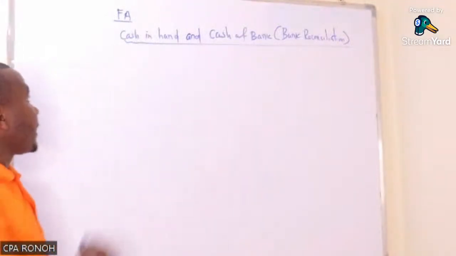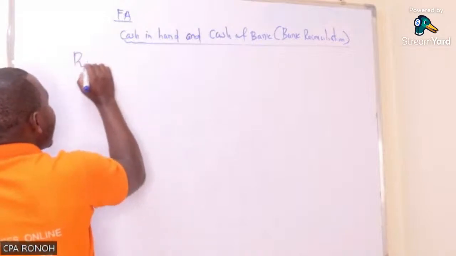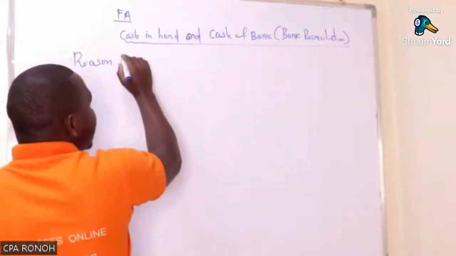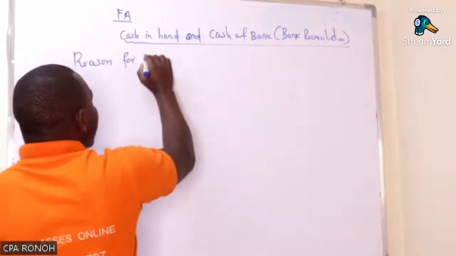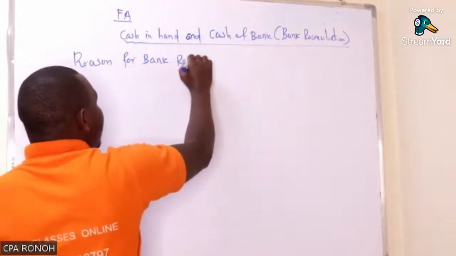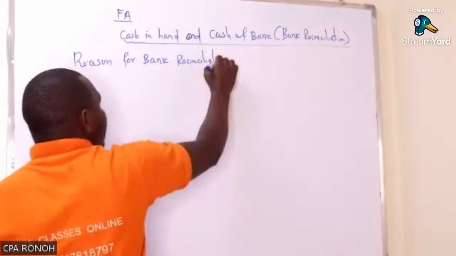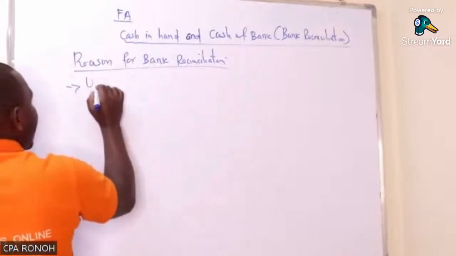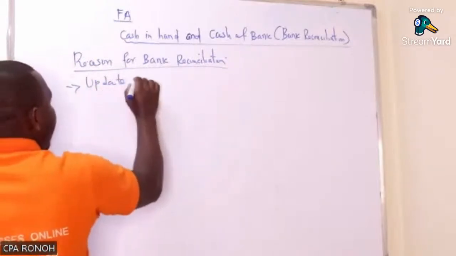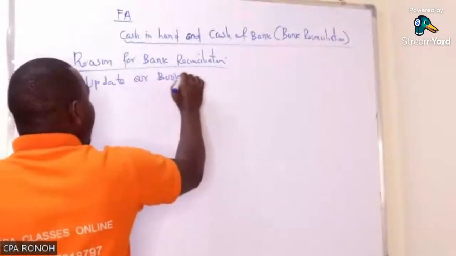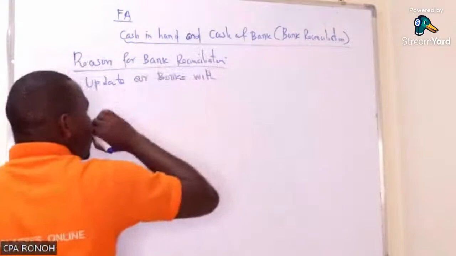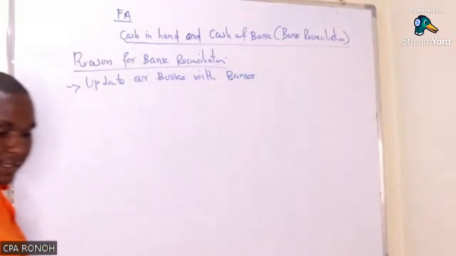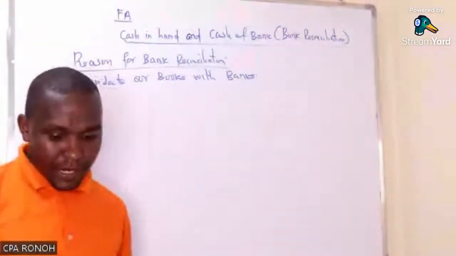So what are the reasons? We need the reasons for bank reconciliation. So why do we do a reconciliation? We do a reconciliation to update our books with bank. So basically, this one is reconciliation for bank because it is cash in hand and cash at bank.